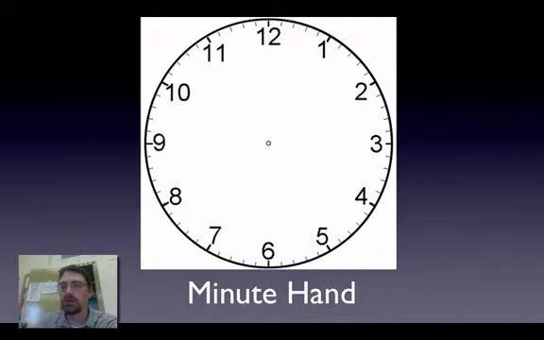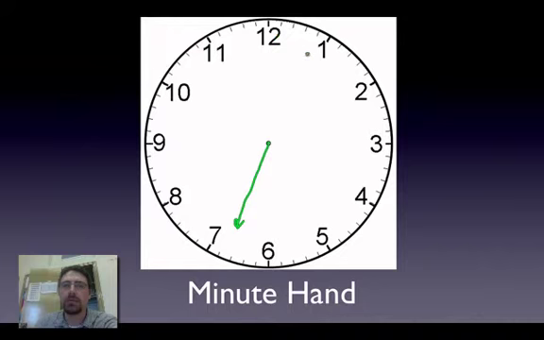Let's look at one more time with minutes. What if we had a clock where the long hand was pointing straight down right here? You'll notice that the long hand will go almost all the way to the number. Well, we could count the minutes, 1, 2, 3. That would take a while.